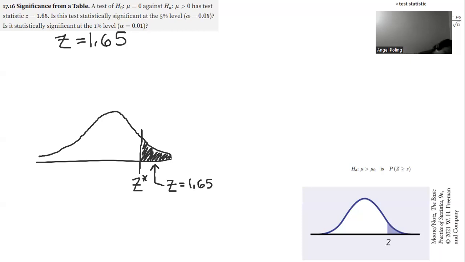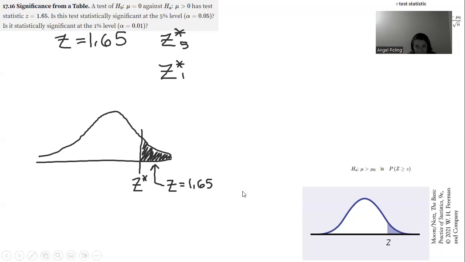So we're going to find z-stars. So we want a z-star for the 5% level and a z-star for the 1% level so that we can determine if the z of 1.65 is greater than either of these values. If it is, then we have significance at that level. So we actually need table C for this.